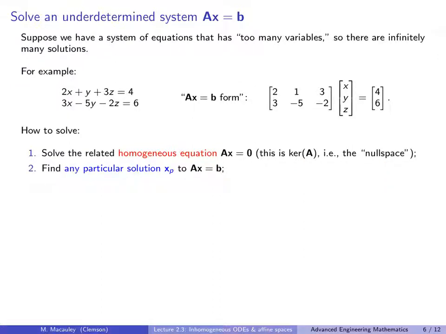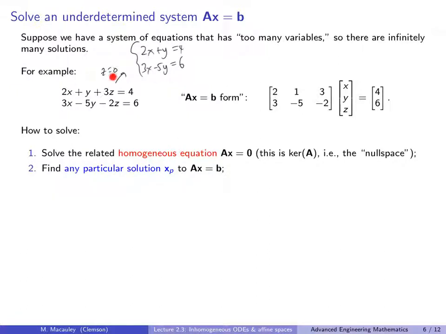Second step, find any particular solution to the original equation AX equals B. Let's call that XP. Now, how would you do this? Well, this is something I'm sure you can figure out. Let's look at the original equation, and you know there's free variables, or there's more things than you need. So let's just get rid of one of the variables. Let's set z to be 0. So if we set z to be 0, then we get 2x plus y equals 4, and 3x minus 5y equals 6. And this is something that we can solve by hand. So it's not hard to find any particular solution.